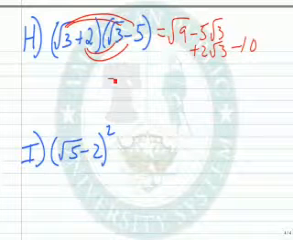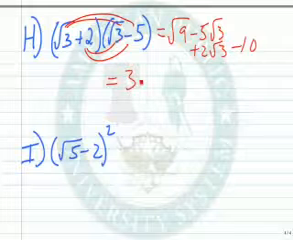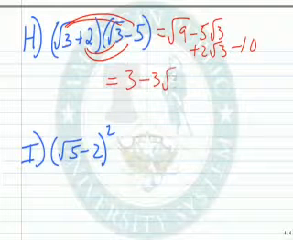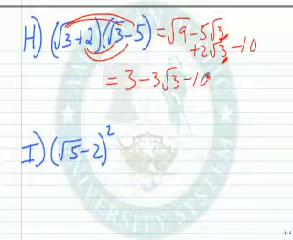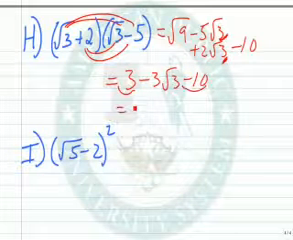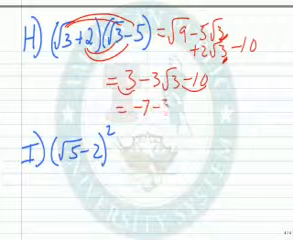The square root of 9 is 3. Minus 5 the square root of 3 plus 2 the square root of 3 gives us minus 3 times the square root of 3. We're allowed to add them because they have the same radicand, minus 10. Let's put the number part together. So we have negative 7 minus 3 the square root of 3.